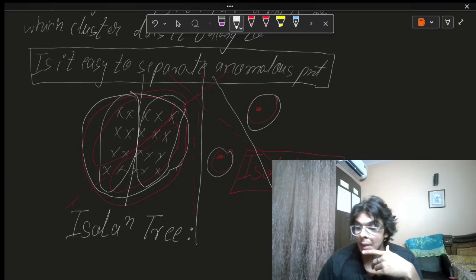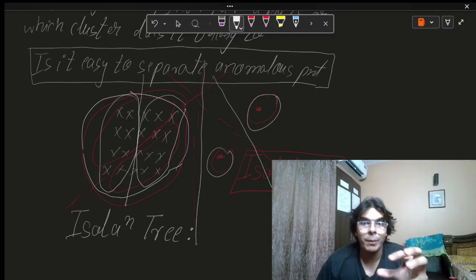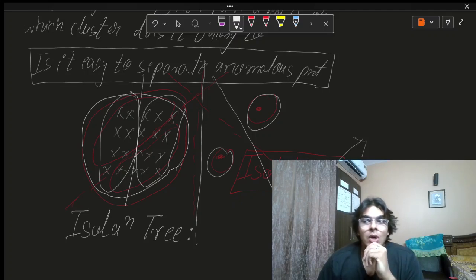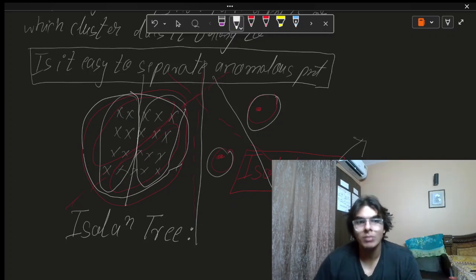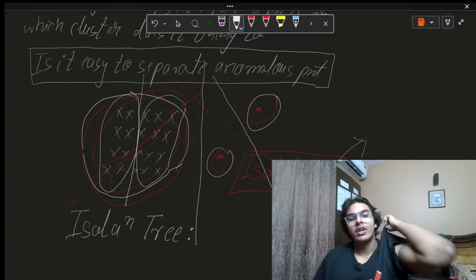Only in two cuts I'm able to separate the two anomalies that I wanted to, and immediately my model is completed. So it's a very fast model as well. This property, this concept of isolation, is allowing us to get to our results very quickly. The probability of separating the anomalies from the dense points is always very high when we make random cuts in the data, and the number of cuts required is also very less. That is the intuition of this isolation tree model.